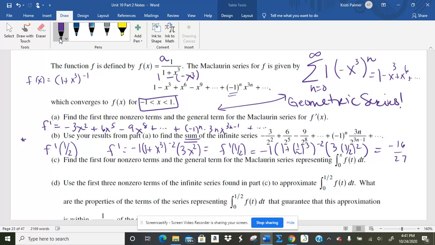Okay. C, what's the first 4 non-zero terms in the general term now for the antiderivative? So now go back up to here and do the antiderivative. So some of these aren't too bad, and like I said, B I thought was tough, but A and C, those should have been not bad at all. Okay. So now let's go to D.